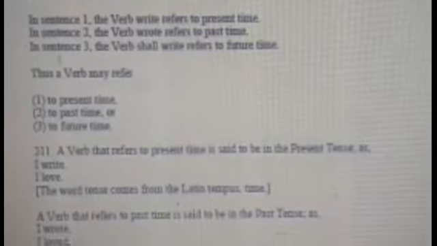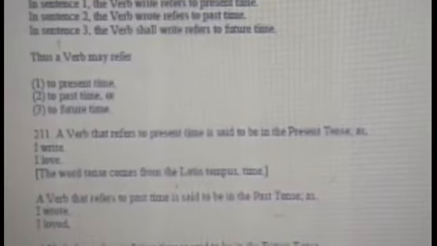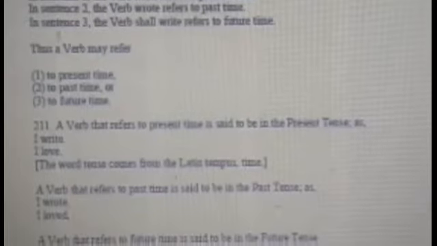A verb that refers to present time is said to be in present tense. Example, I write, I love. The word tense comes from the Latin word tempus. Tempus means time. A verb that refers to past time is said to be in the past tense. I wrote, I loved. A verb that refers to future time is said to be in future tense. Example, I shall write, I shall give, I shall love. Thus, there are three main tenses: the present tense, the past tense, and the future tense.